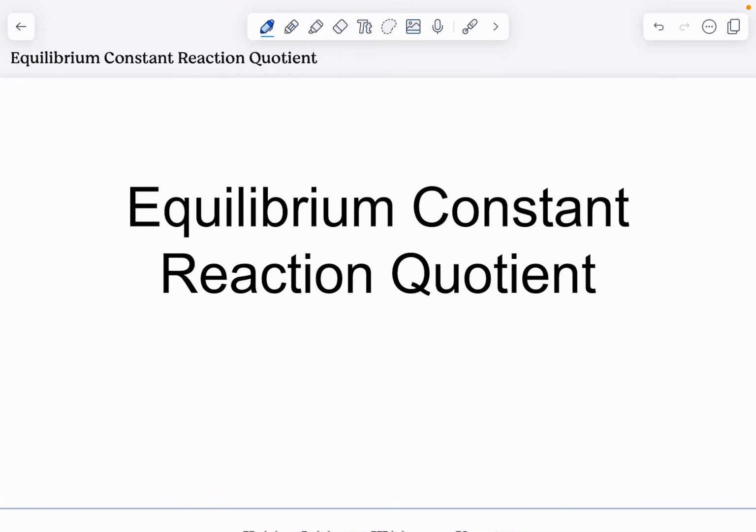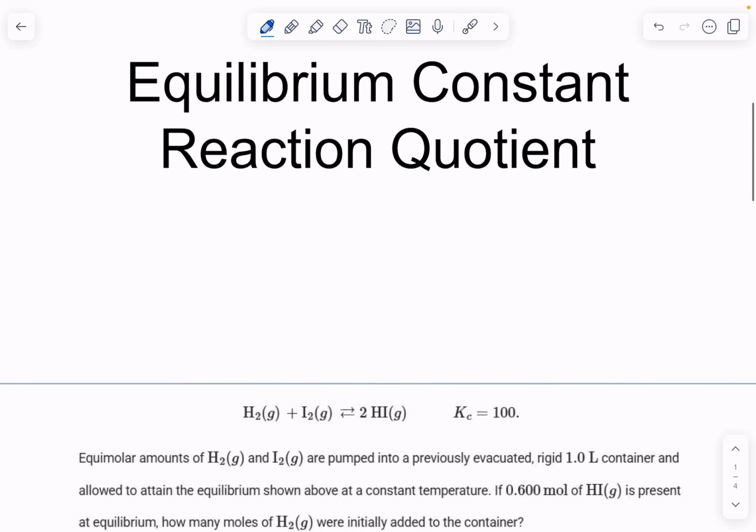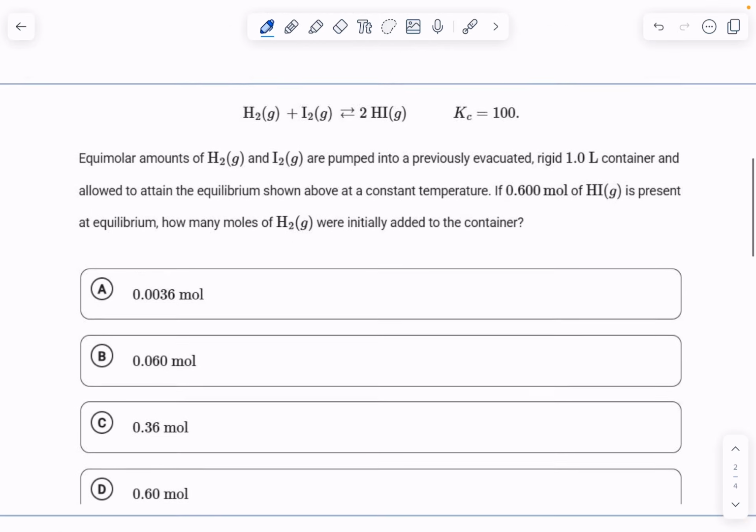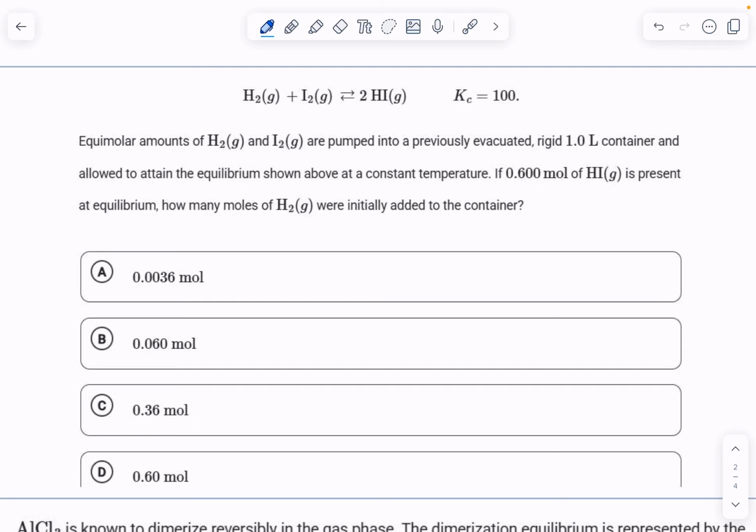All right, guys, in this video, we're going to be looking at equilibrium constant and a reaction quotient topic. We have a multiple choice and a short answer question. So in this multiple choice question, we've got a reaction. Hydrogen plus iodine will make two hydrogen iodide molecules, and we have the equilibrium constant as 100.